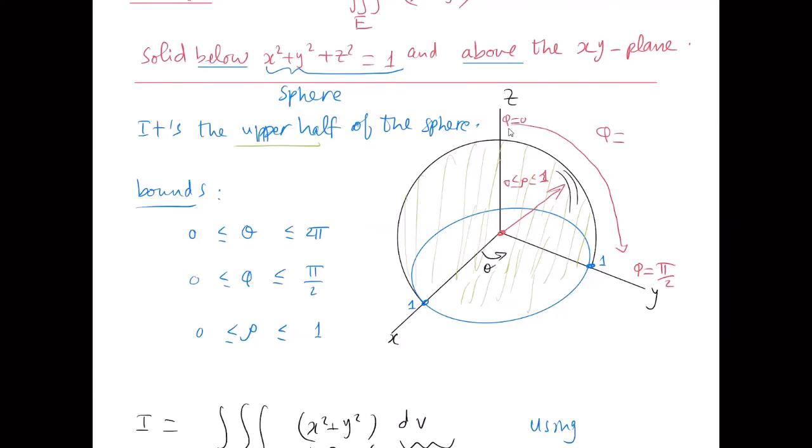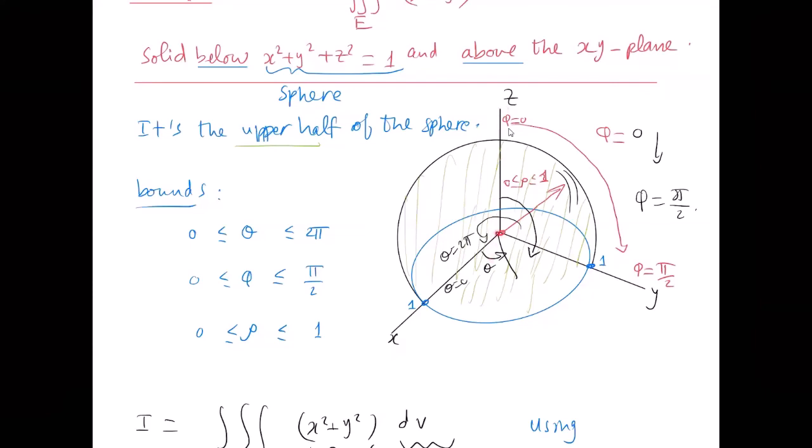This is theta from 0 up to here. Theta equals 2 pi, the whole cycle. And phi goes from 0 up to the xy plane, where phi equals pi over 2. Phi is 0 here.